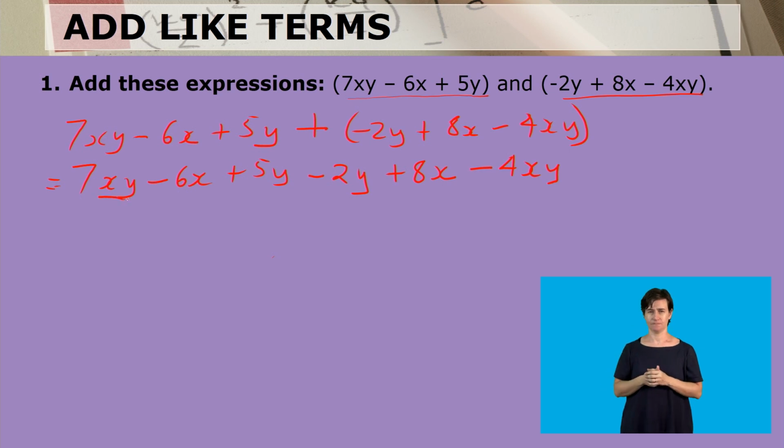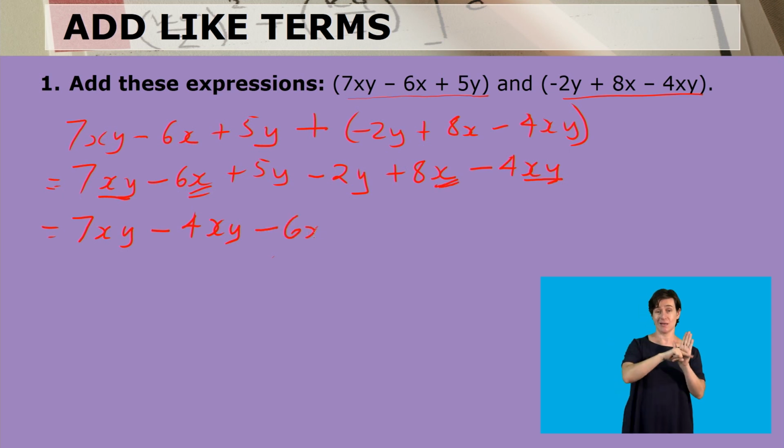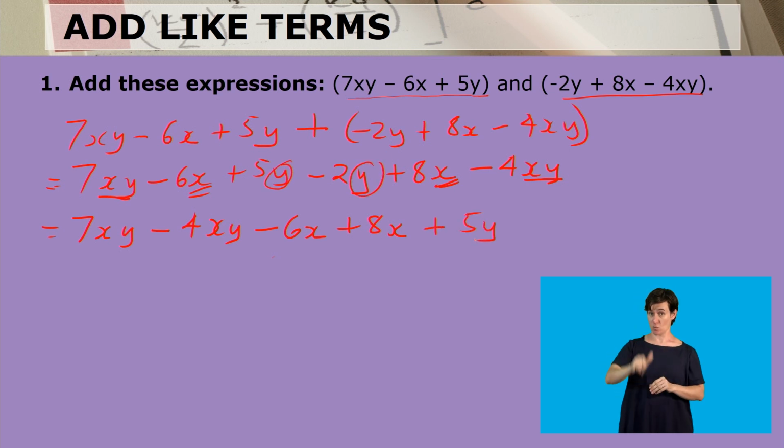And then we look at the like terms. Our like terms would be 7xy and negative 4xy. We look at the next set, which is x and x, so it would be negative 6x and positive 8x. We look at the last set, which is now the y and the y, and that would be positive 5y and negative 2y.